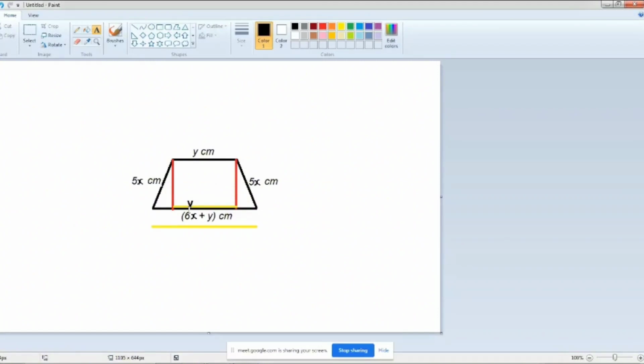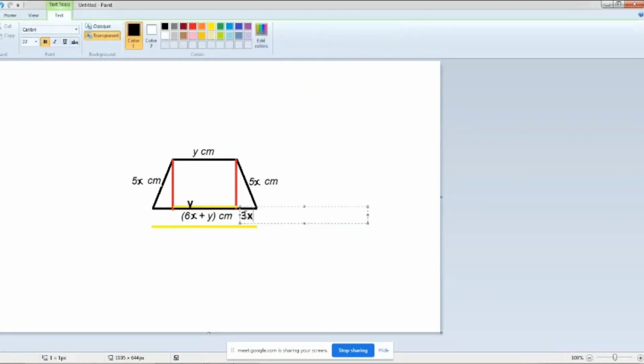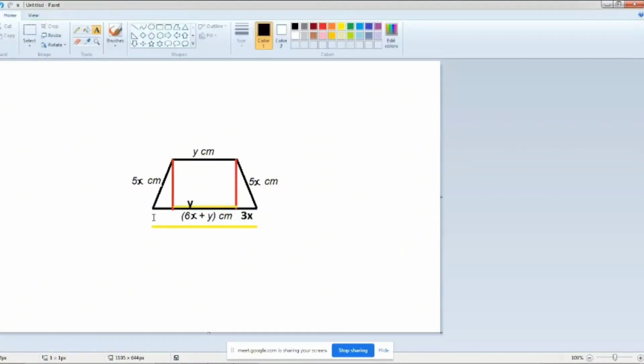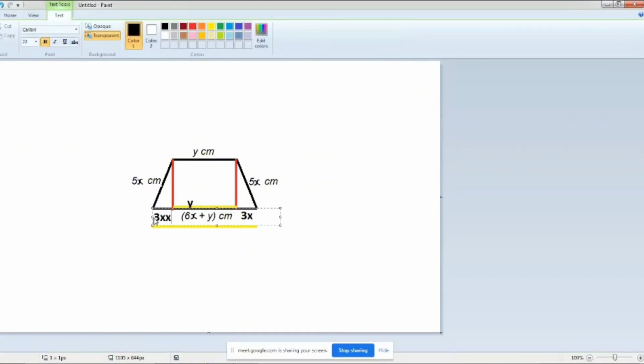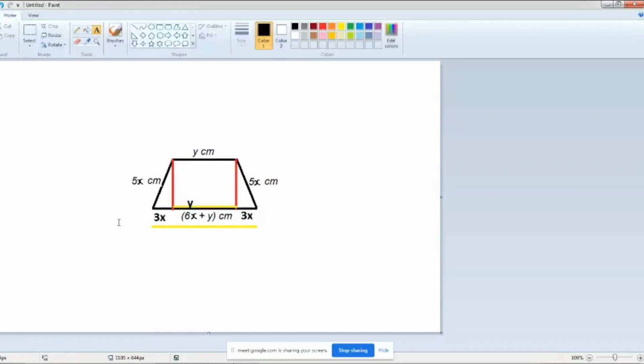Now this whole thing is 6x plus y. The middle part is y, and I have the remaining 3x over here and 3x over here. Now I know that this is 3x and this is also 3x. This is 3x and this is 5x.